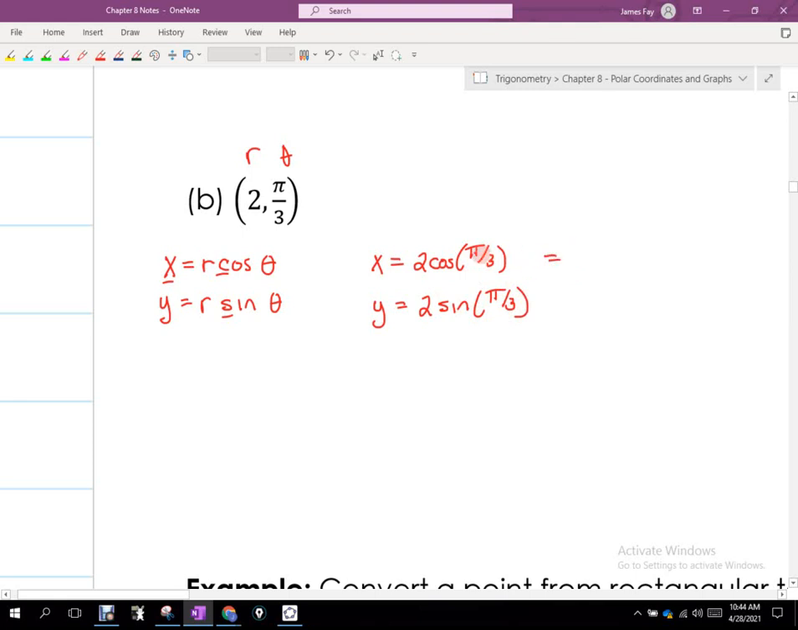So what is pi over 3? What is cosine of pi over 3? From the unit circle, be 1/2, right? So we've got 2 times a half. Obviously that equals 1. What's the sine of pi over 3?